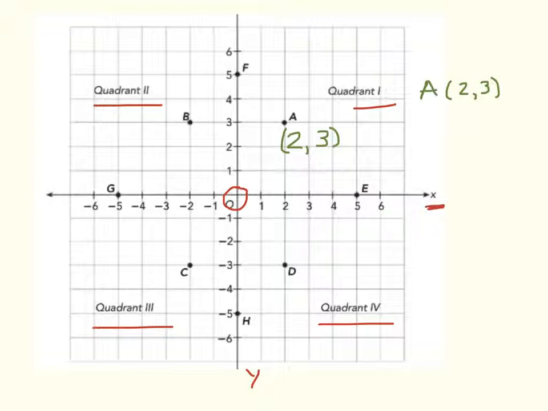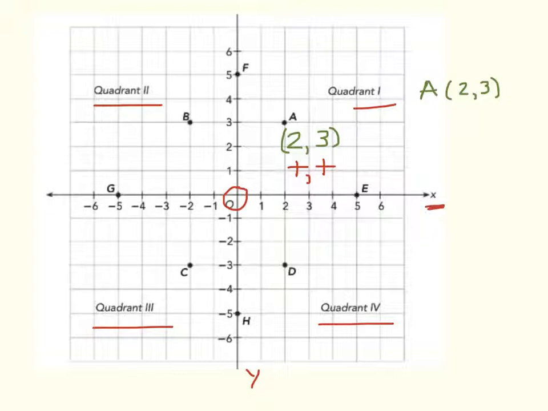Please notice that being in Quadrant 1 means that our coordinates have a positive and a positive location. The x-coordinate is to the right of 0, making it positive, and the y-coordinate is above 0, making it positive as well. Let's go on to point B, which is in Quadrant 2.